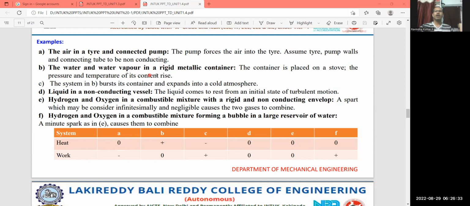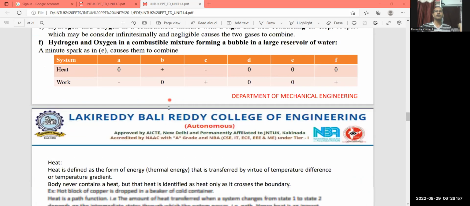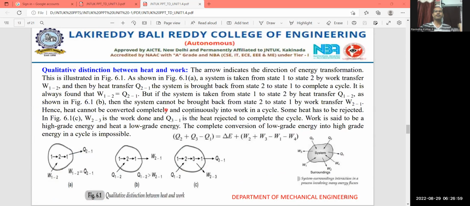Next, water and water vapor in a rigid metallic container. When we call it rigid, it is a constant volume, so the work done is zero. The container is placed on a stove, and the pressure and temperature of its contents rise. Here you are giving heat input, so the sign for heat is positive. Some examples are also provided over here.